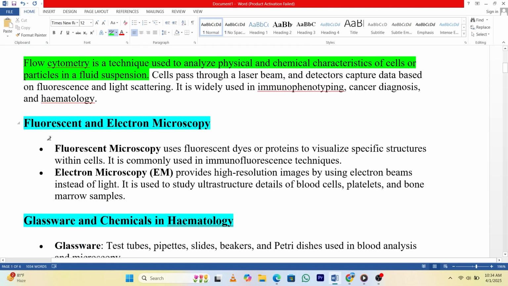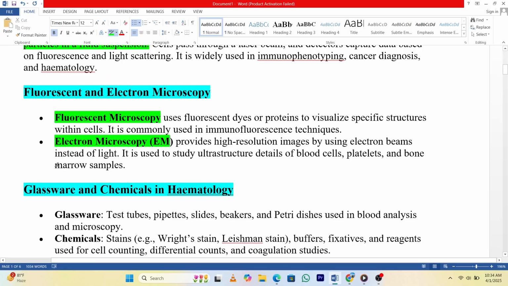Fluorescent and electron microscopy. Fluorescent microscopy uses fluorescent dyes or proteins to visualize specific structures within cells. It is commonly used in immunofluorescence techniques. Electron microscopy, EM, provides high-resolution images by using electron beams instead of light. It is used to study ultrastructure details of blood cells, platelets, and bone marrow samples.